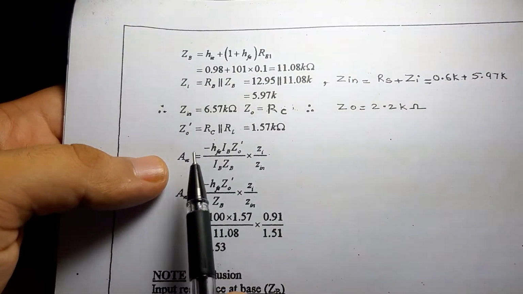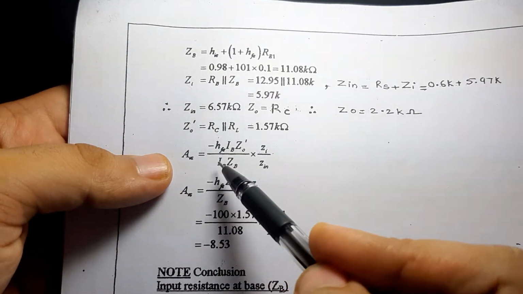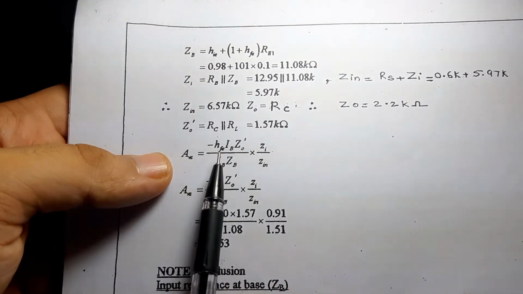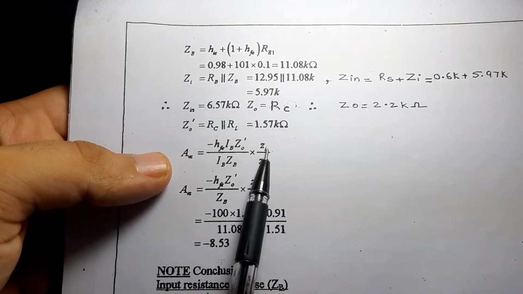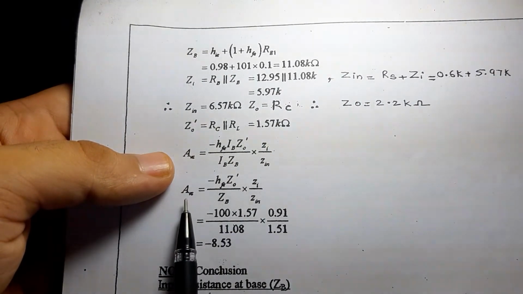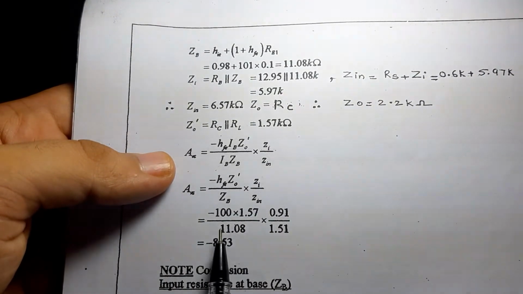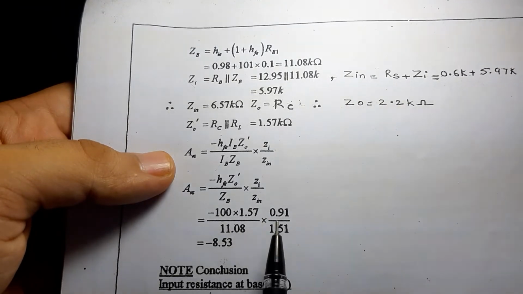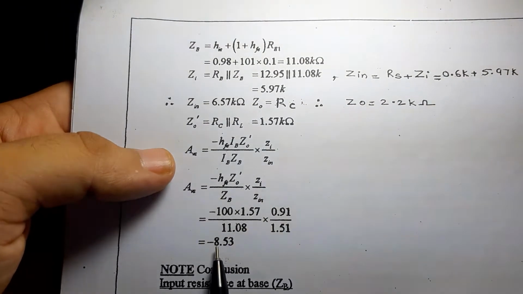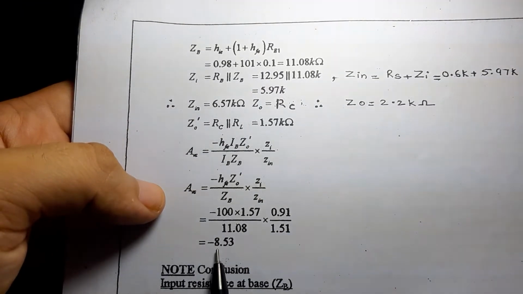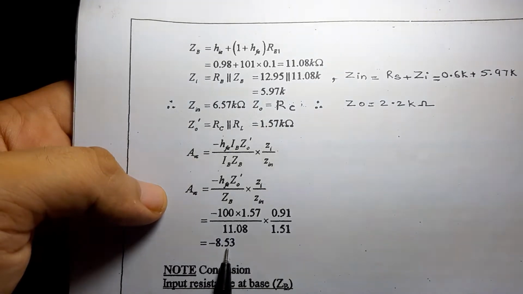Your AVS is given by minus HFE IB ZO dash upon IB ZB. Your IB gets cancelled over here. The one which is left out is minus HFE into ZO dash upon ZB, into ZI by Zin. So your AVS is given by minus 100 into 1.57 upon 11.08, into 0.91, which is the final value, and it turns out to be minus 8.53. Again, you can look over here that the value of gain has reduced drastically.